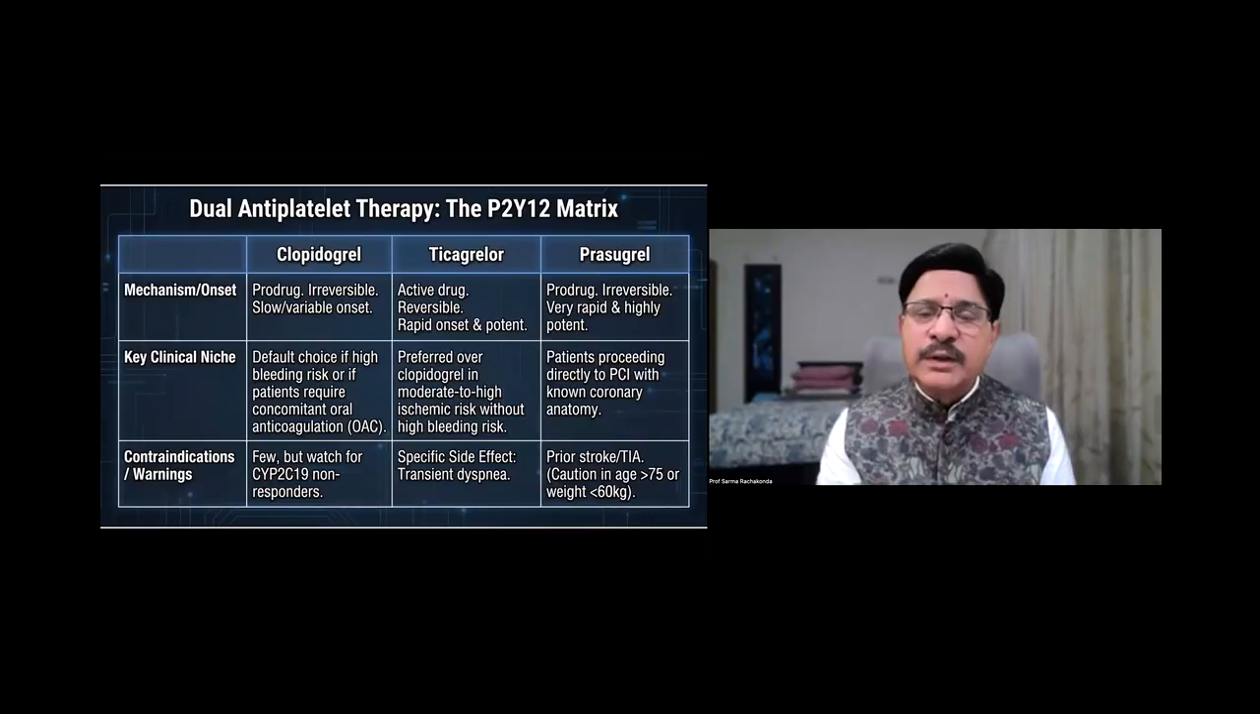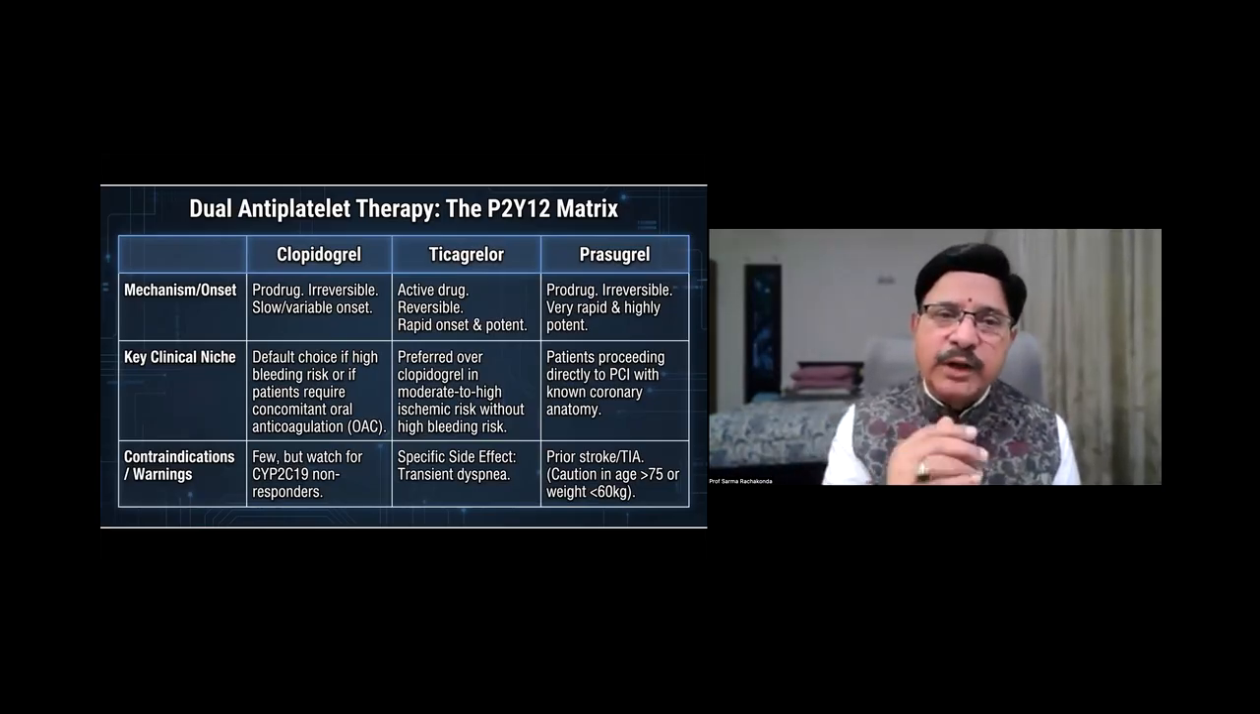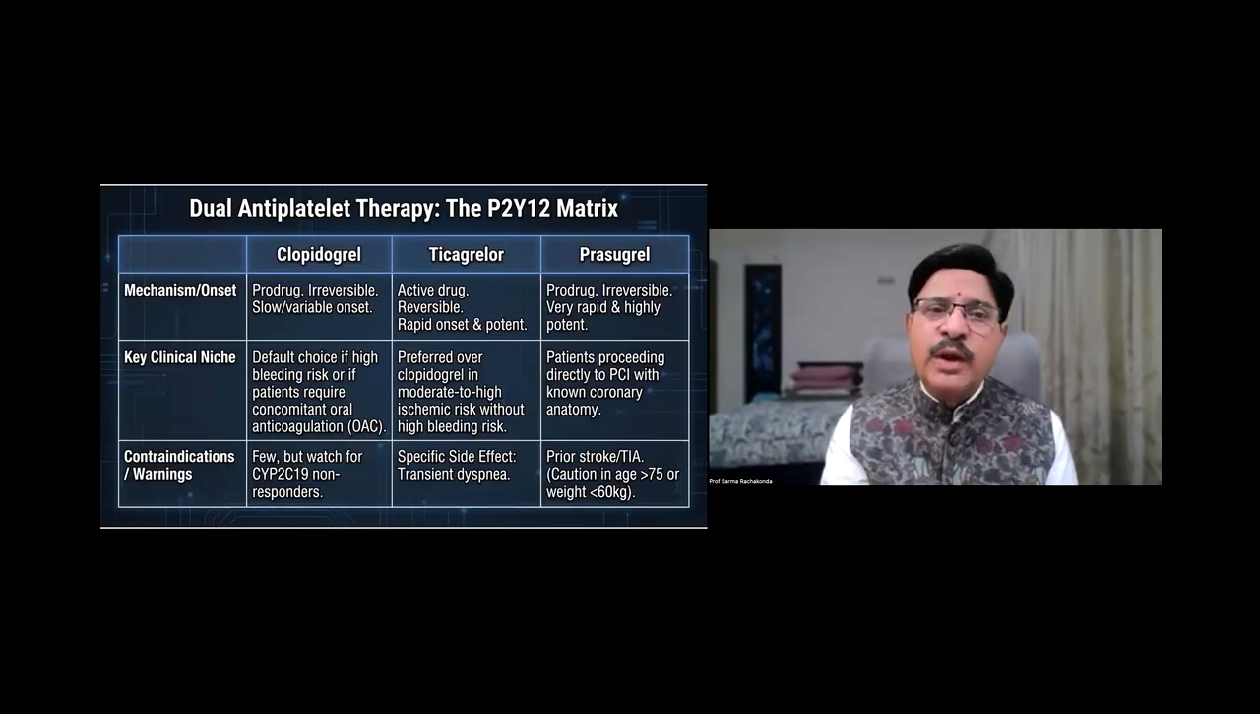Now we have the P2Y12 matrix. P2Y12 receptor blockers. There are three drugs available now for us: clopidogrel, ticagrelor, or prasugrel. Clopidogrel is a prodrug. It has to get converted into another drug before it acts, and it is irreversible, slow, and variable in onset. Ticagrelor itself is the active drug. It can be reversed, very rapid, very potent. And prasugrel is a prodrug, irreversible, very rapid, highly potent.